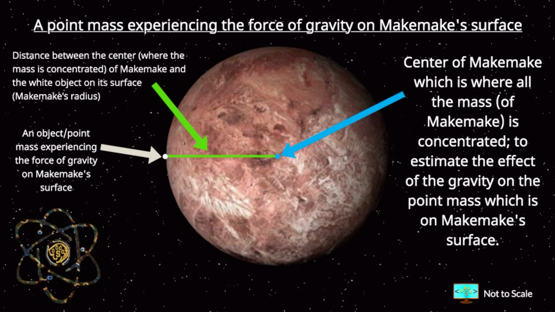Okay, so this is the crucial part. We have a point mass experiencing a force of gravity on Makemake's surface. So we have that diagram before we look at the calculation. We have that diagram, and the blue dot that you see at the center of Makemake might not be exactly at the center. Everything is not to scale, by the way, so just try to visualize what I'm saying. So at the center of Makemake, which is where all the mass of Makemake is concentrated, to estimate the effect of gravity on the point mass which is on Makemake's surface.